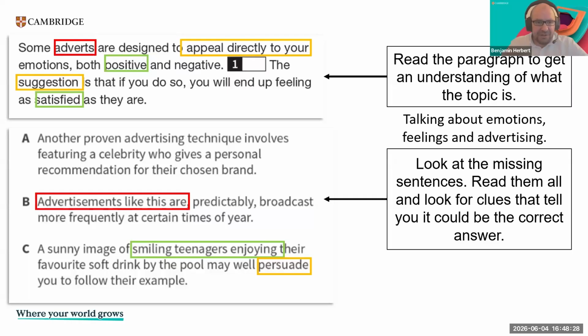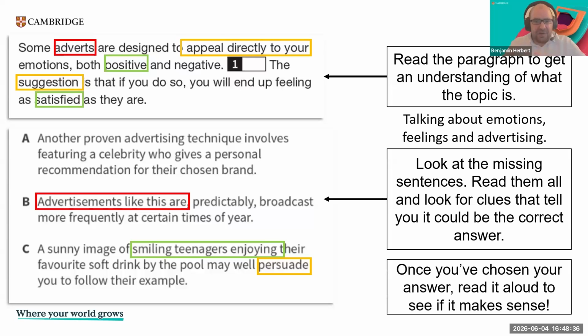Notice we've got here "appeal directly to your emotions," "suggestion," and we've got here "persuade." So the idea is that once they've chosen their answer, they should read it aloud, in the class, obviously, not in the exam, to see if it makes sense. Looking at this, although with B we do have that repetition of the idea of advertisements, it doesn't fit in terms of the meaning. So the answer is C.